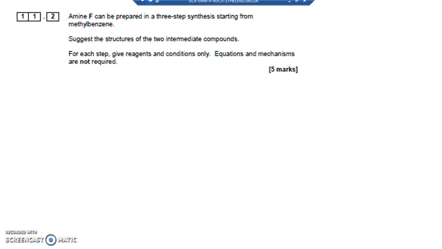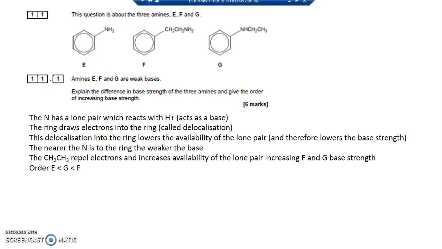We need to work out what the steps are, give reagents and conditions. We don't need equations and mechanisms, but structures of what's going on. So let's have a look at amine F and let's have a look at methylbenzene. So let's go back and have a look at amine F.